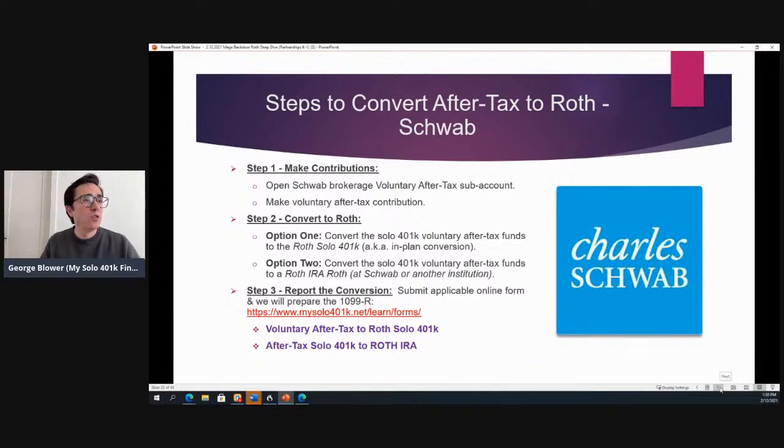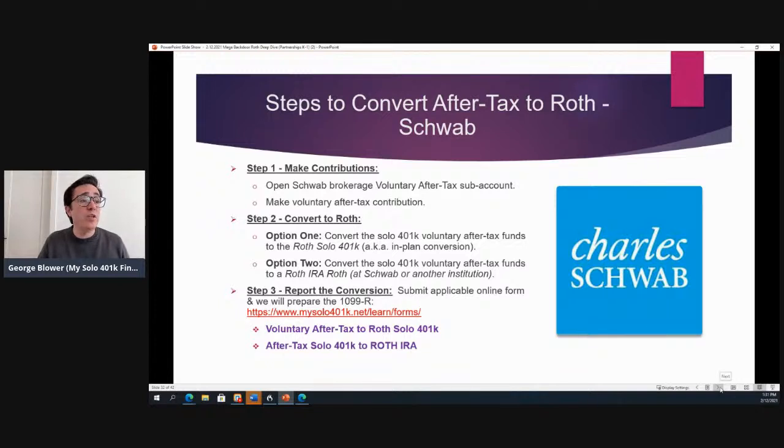Thank you. So the steps for Schwab are mapped out on this slide. So you first make the contributions, step 1. You have to have the brokerage account at Schwab, which we prepare as part of our services for the after-tax funds. So you might have 3 brokerage accounts at Schwab: a pre-tax, a Roth, and an after-tax. You make your voluntary after-tax contribution. You then convert it to Roth. So one option is you move it over to your Roth Solo 401k brokerage account at Schwab. Another option is you go to a Roth IRA at Schwab or a different institution.